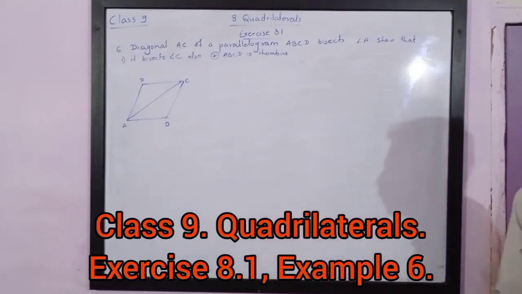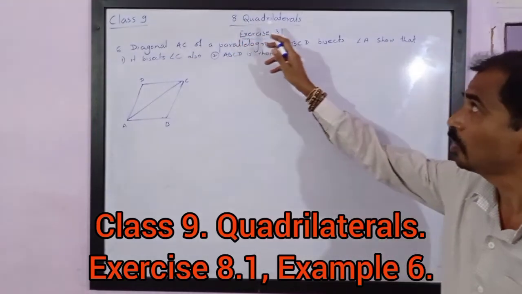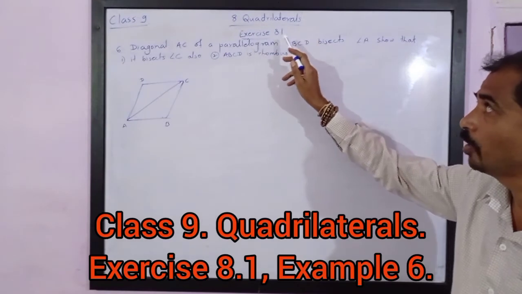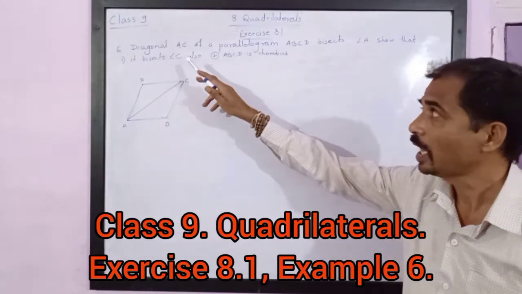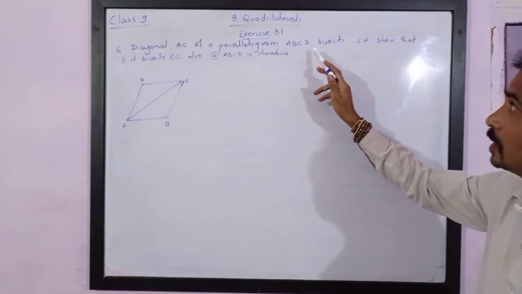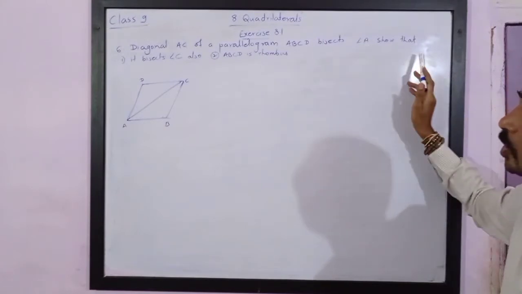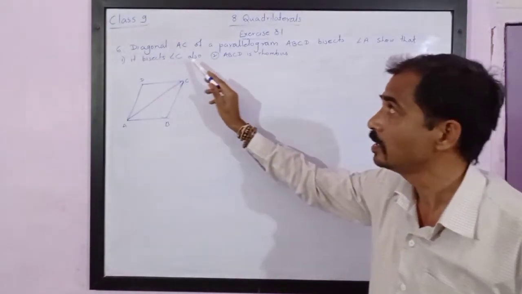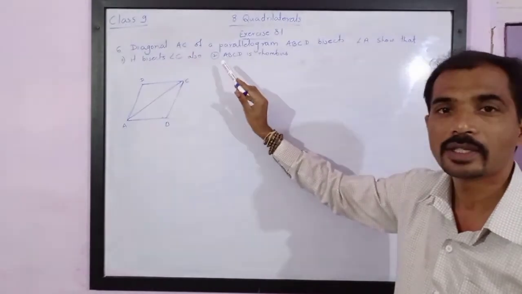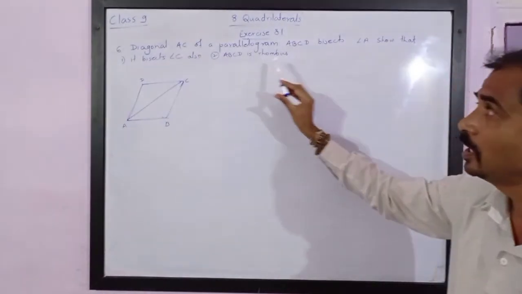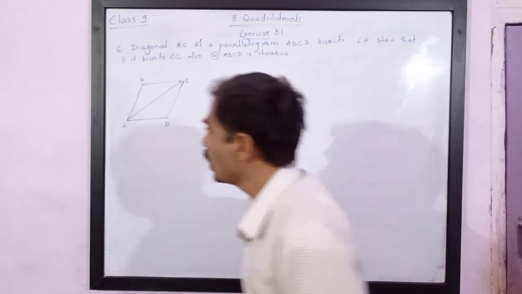Dear friends, in class 9 we are studying 8th lesson quadrilaterals, and in exercise 8.1 we have 6th question. Diagonal AC of parallelogram ABCD bisects angle A, show that it bisects angle C also. And second part we have to show that ABCD is a rhombus. Let us see how it can be solved.